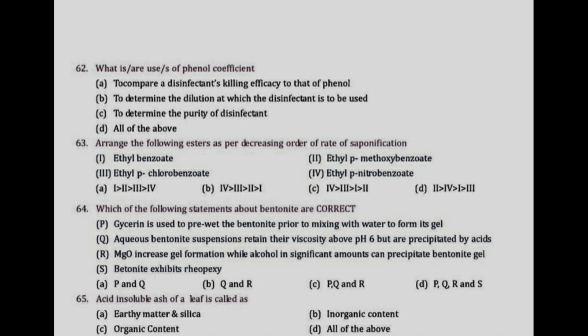Question number 64. Which of the following statement about bentonite is correct? P, glycerin is used to pre-wet the bentonite prior to mixing with water to form its gel. Q, aqueous bentonite suspensions retain their viscosity above pH 6 but are precipitated by acids. R, magnesium oxide increases gel formation while alcohol in significant amounts can precipitate bentonite gel. S, bentonite exhibits rheopexy. Option A, P and Q. B, Q and R. C, P, Q, R. D, P, Q, R and S.